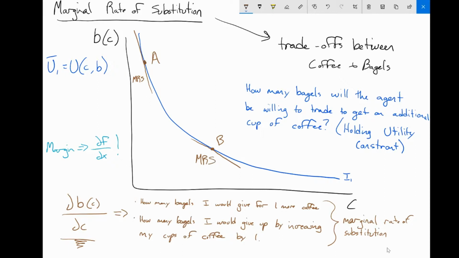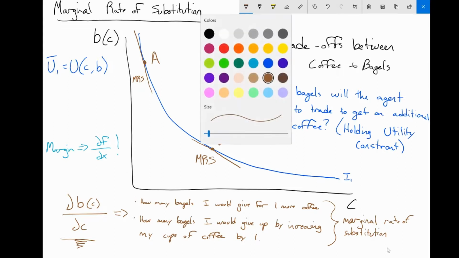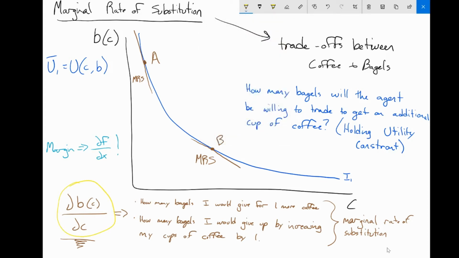This marginal rate of substitution is the derivative of the indifference curve. It is the derivative of bagels with respect to coffee. It tells me how much I'm willing to trade between these two goods. All right, we're going to go a little bit deeper into the intuition here, but first we need to derive the marginal rate of substitution. I need to show you how we get this. We can calculate this, we can derive this, and that's what we need to do next.